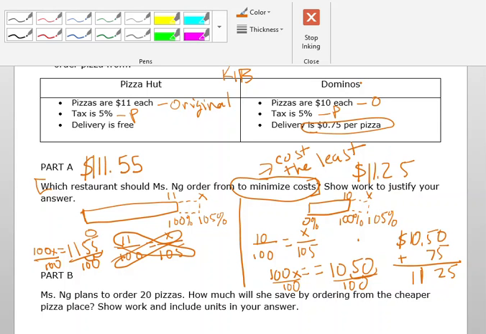So my Domino's here is going to be the better place to go. Domino's is the cheaper choice.